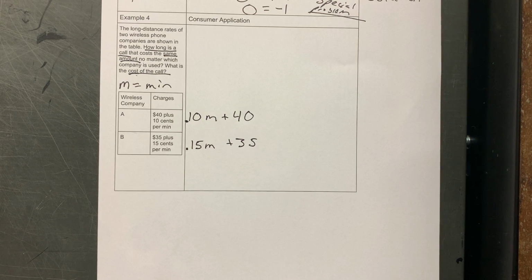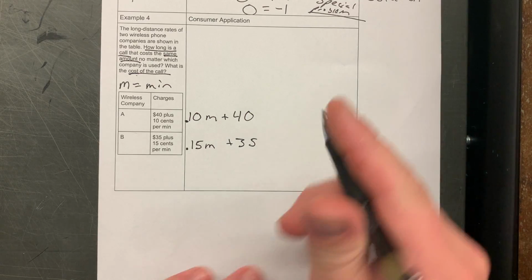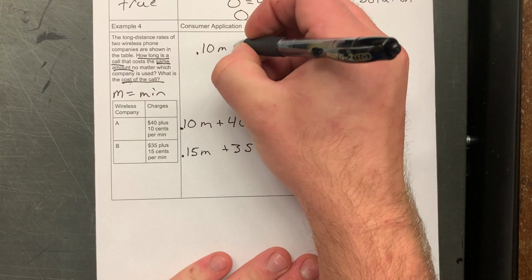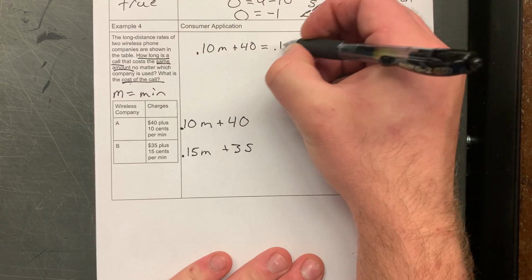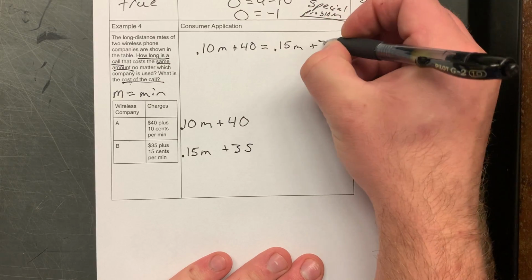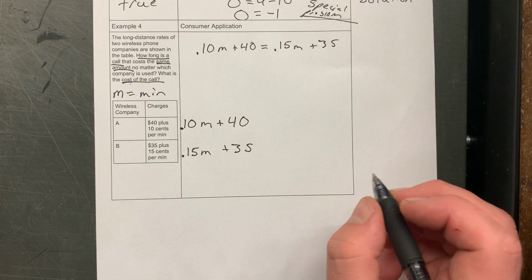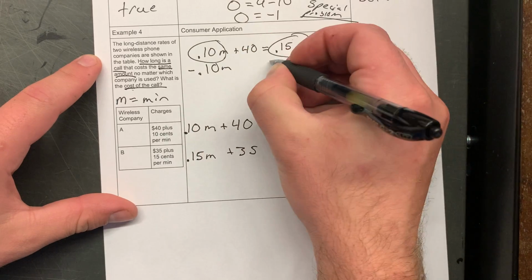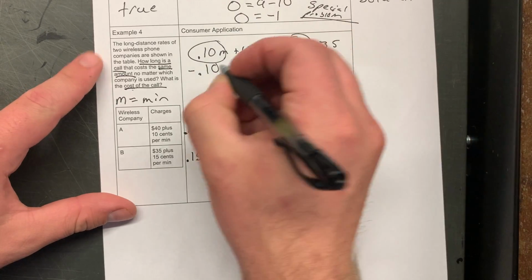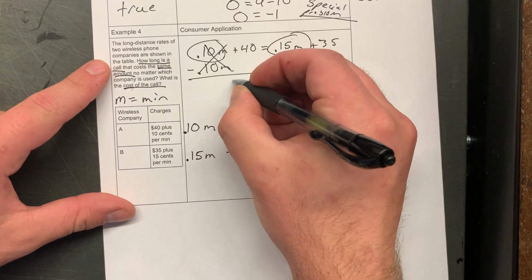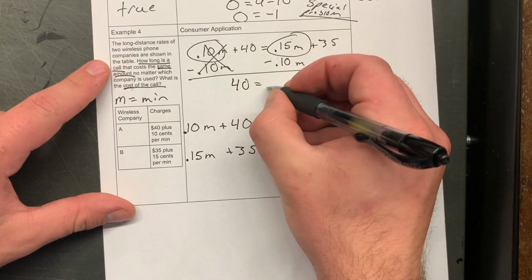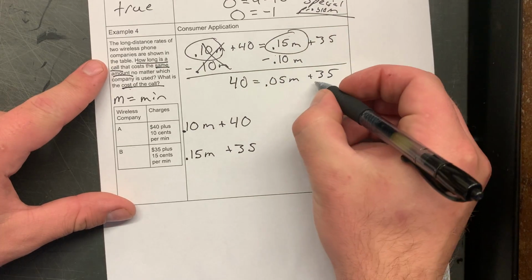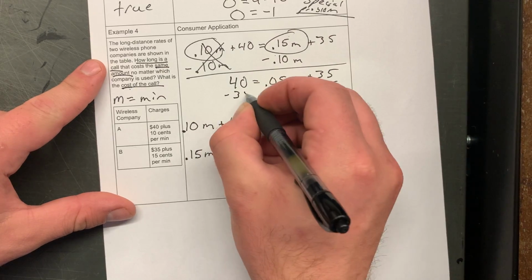If I want to find out how much each of these are when they are equal to each other, I have the same variable, so I'm going to set them equal to each other. So I have 0.1m plus 40 equals 0.15m plus 35. Let's combine like terms. I have like terms here and like terms here. I don't want to deal with negative numbers, so I'm going to take away the smaller number from the larger one. These cancel out. I'm left with 40 on this side equals 0.05m plus 35.